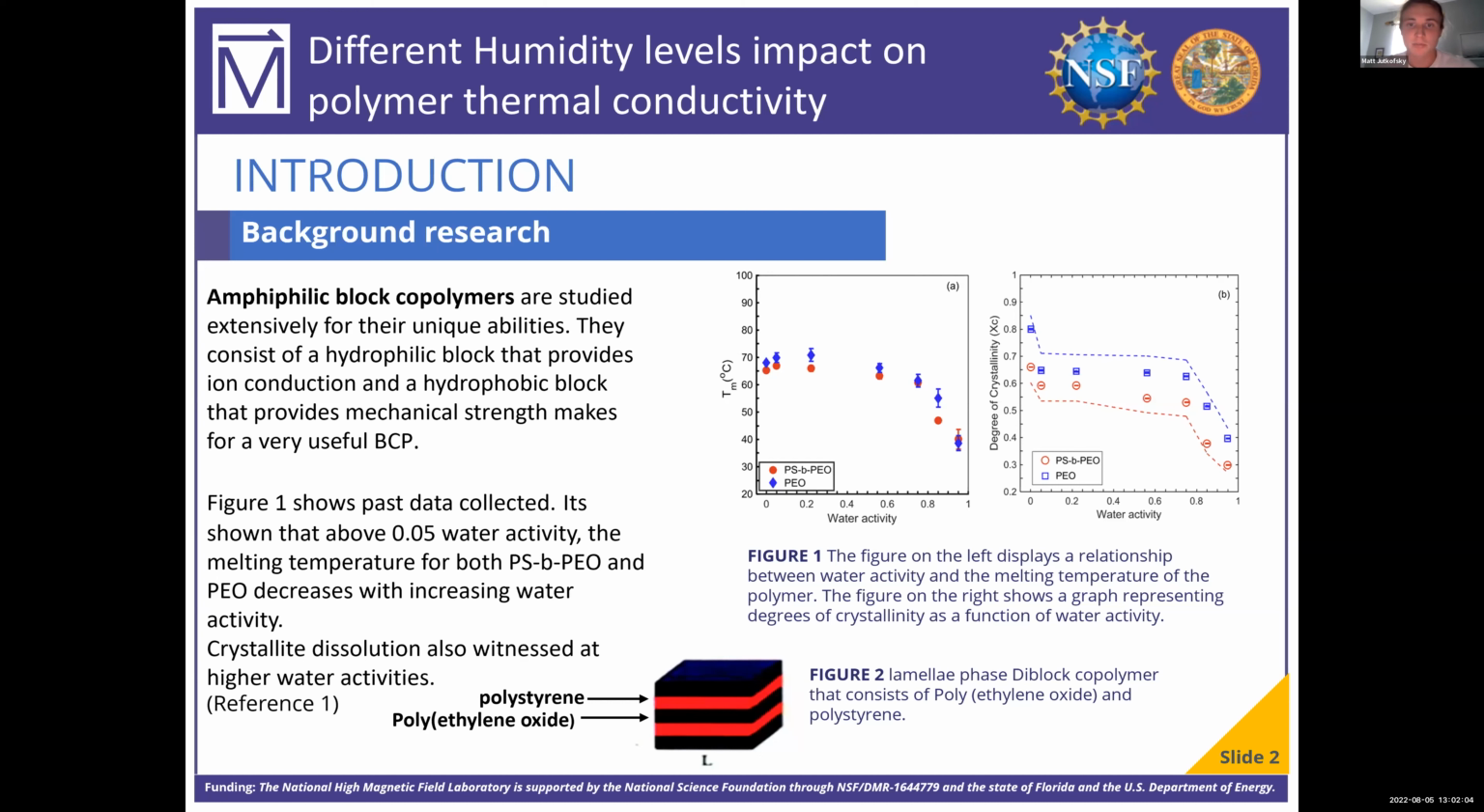Now, what they looked at specifically was polyethylene oxide and polystyrene, and those are the two polymers that I will be looking at for my research as well. We want to see exactly how the water activity affects their thermal conductivity. And below is a figure of a lamellar block copolymer structure.